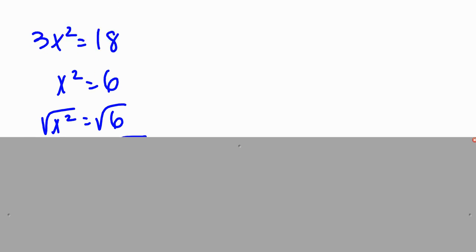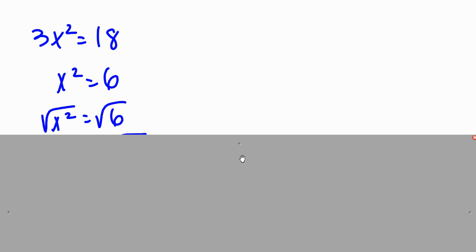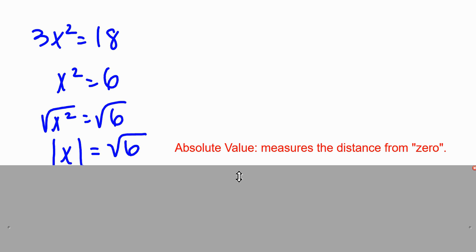Remember, taking the square root of something squared turns it into the absolute value, and 6 does not have any perfect square factors, nor is it a perfect square, so we're going to leave it as the square root of 6. Again, we do have to take into consideration that we're measuring to the left and right of 0, or think of it as either side of 0.